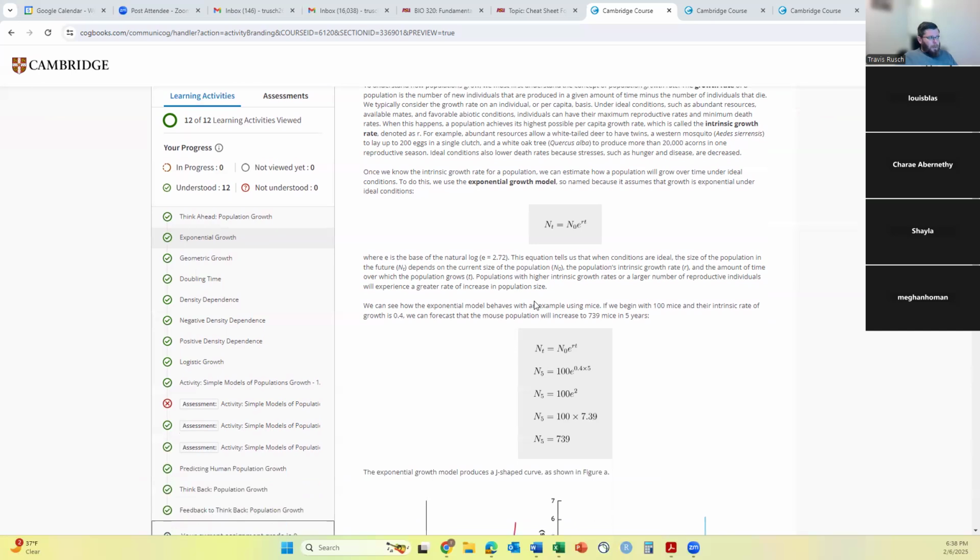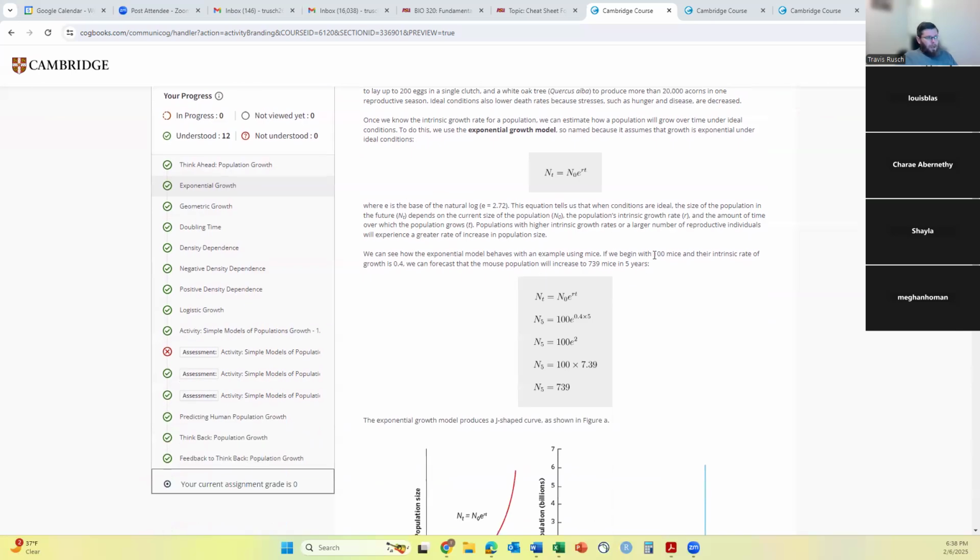They give us an example where they provide some data, where you have 100 mice, their intrinsic growth rate is 0.4, and we're looking over a 5-year period. So the way they plug it in, it's N of 5, that's what we're predicting, equals N of 0, which is the 100, that's what we're starting with. e is a built-in function.